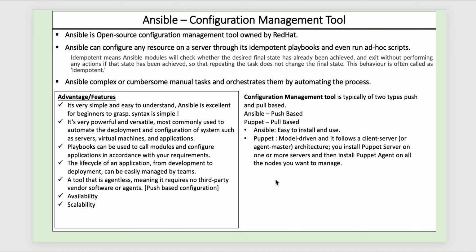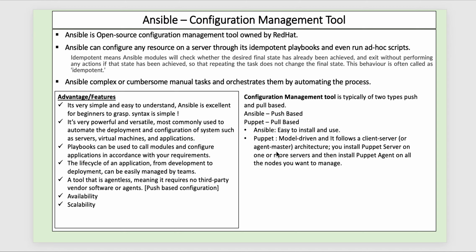Let's take one example. Let's suppose you want to install Apache on a server. There is no point that every time you run your playbook you have to install Apache once again. So what the Ansible modules do in the background is check the final state, whether this has already been achieved or not, and they exit without performing any action if the state has already been achieved.